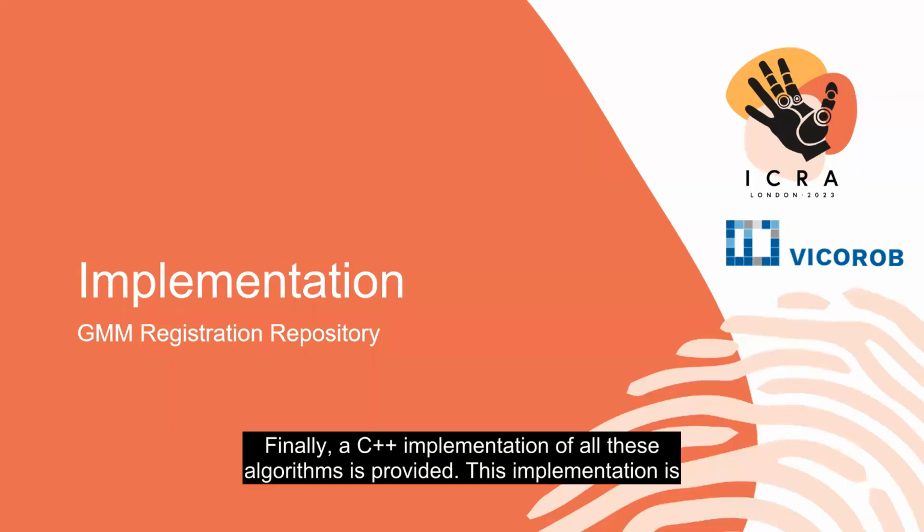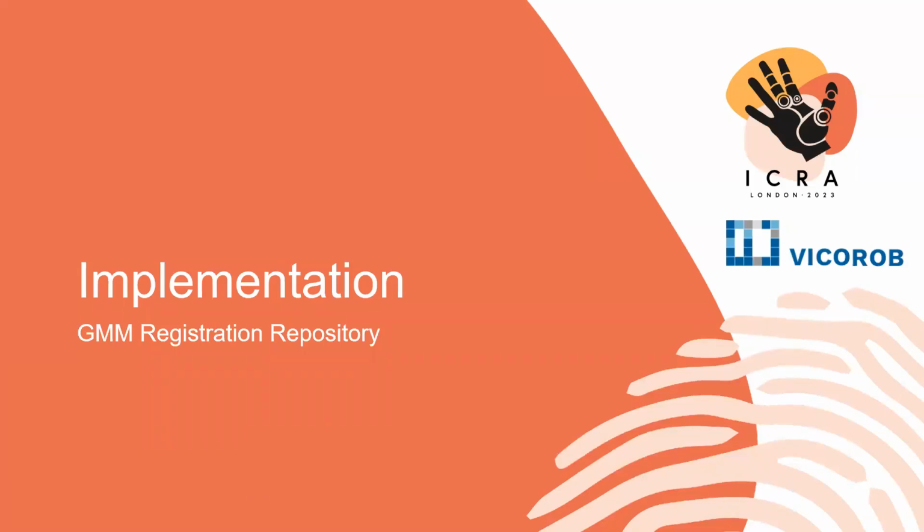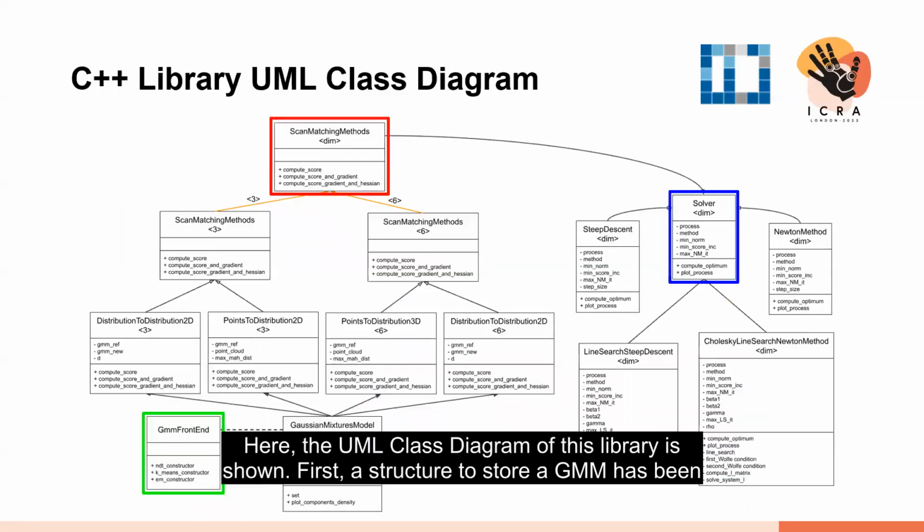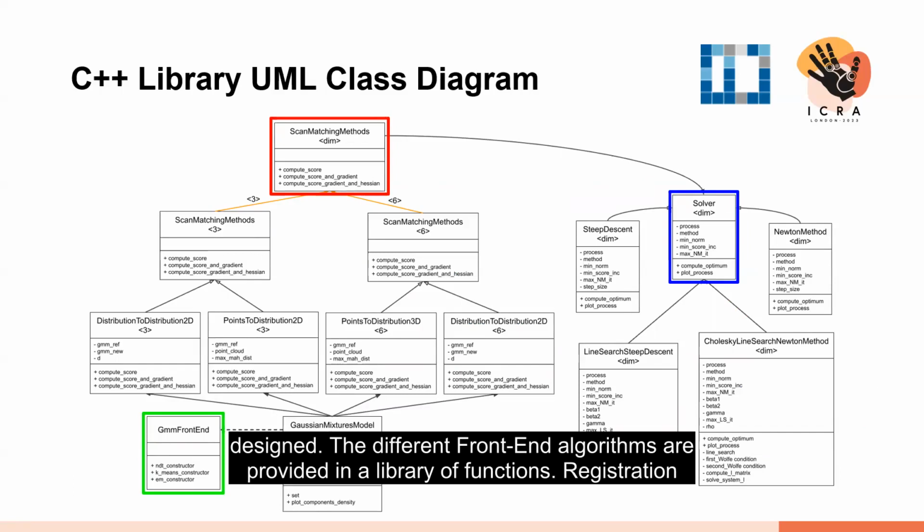Finally, a C++ implementation of all these algorithms is provided. This implementation is designed and prepared to run in real time in combination with a sonar scanner. Here, the UML class diagram of this library is shown. First, a structure to store a GMM has been designed. The different front-end algorithms are provided in a library of functions.